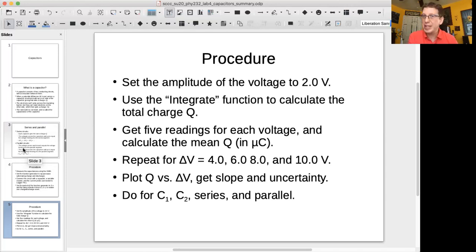So you're going to do that for C1 by itself, for C2 by itself, for both capacitors in series with each other, and for both capacitors in parallel with each other. And so there's one video clip for each of those.